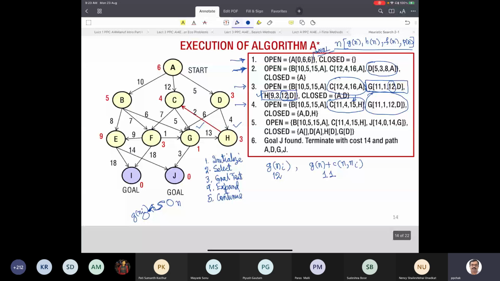Shomik Pine. Yes, sir. Now what is removed? Sir, now in open, the lowest Fn value is of J. So we'll remove J. And when you remove J, what is the condition satisfied? Sir, we have to do a goal check. So J is satisfying the goal check, so we will terminate with this. And then along the parent pointer, we will find the path. Trace back, yes. Good.